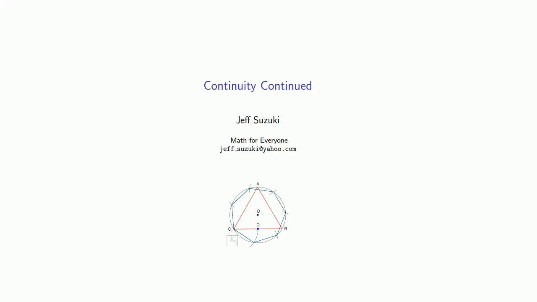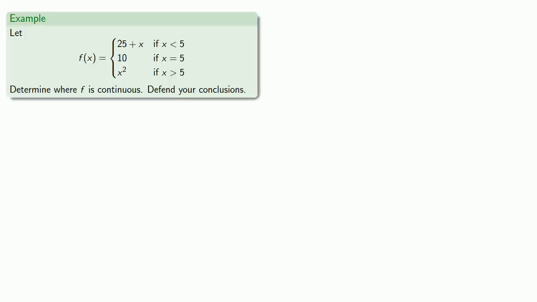So let's check a couple of functions for continuity. Let f of x be some function defined piecewise. Note that we have three different rules depending on where we are. If x is less than 5, we use the rule 25 plus x. If x equals 5, we use the rule 10. And if x is greater than 5, we use the rule x squared.